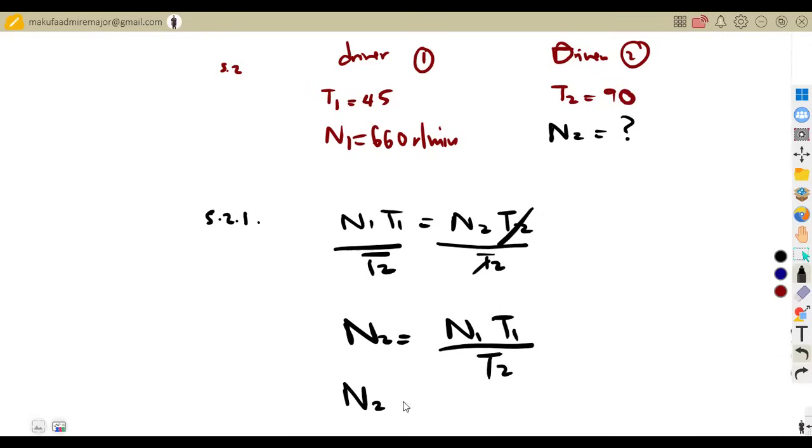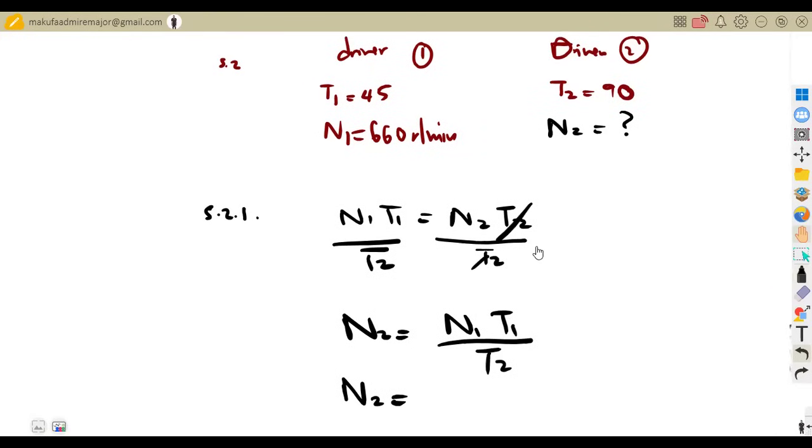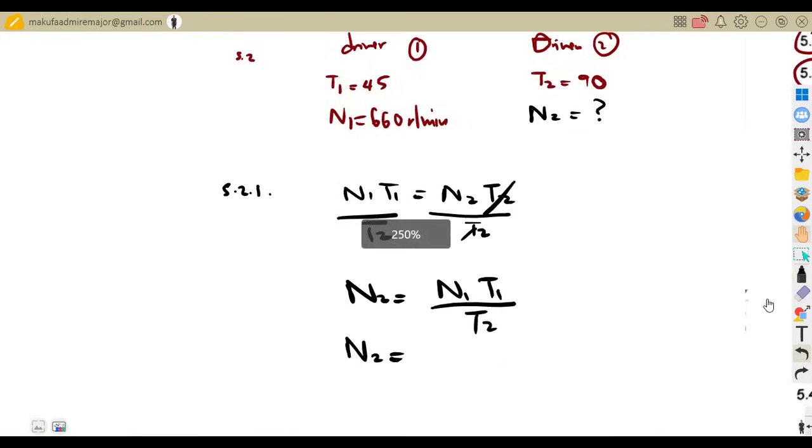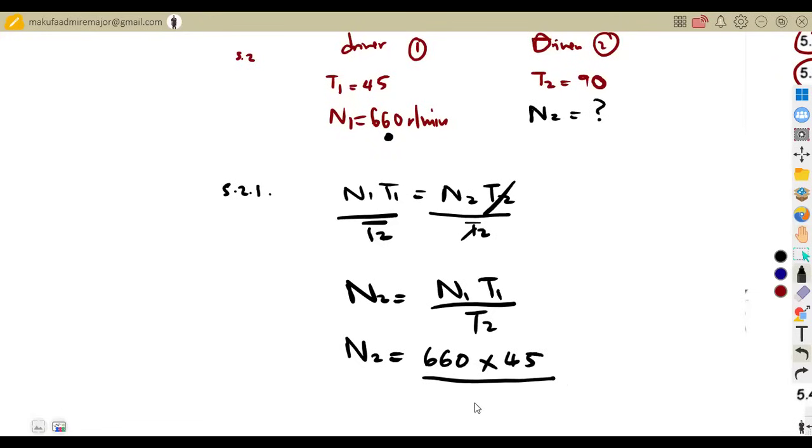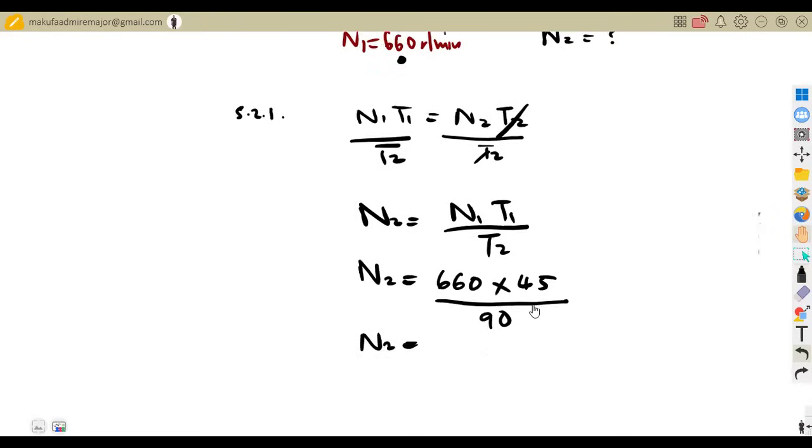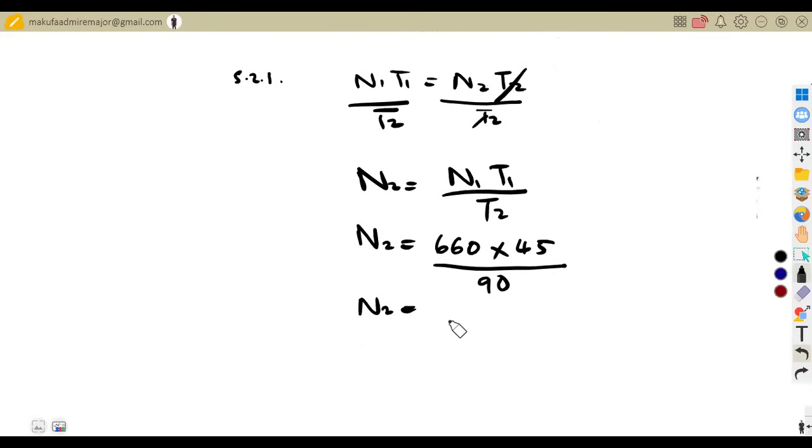So let us substitute our values. N1 is the speed, in revs per minute, so our answer will be in revs per minute, times T1, which is 45, over T2, which is 90. This gives us the rotational frequency of 330 revs per minute.